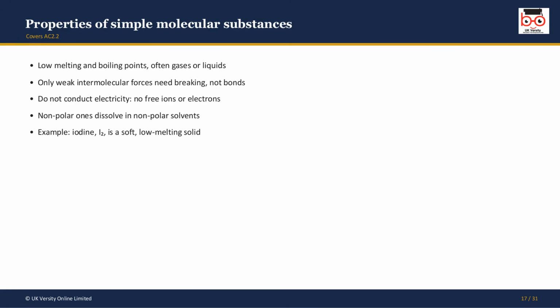Simple molecular substances behave very differently. They have low melting and boiling points, and are often gases or liquids at room temperature, because you only need to overcome weak intermolecular forces, not the strong covalent bonds inside the molecules. They don't conduct electricity as there are no free ions or electrons. Non-polar ones dissolve in non-polar solvents. Iodine is a good example, a soft, low-melting solid.